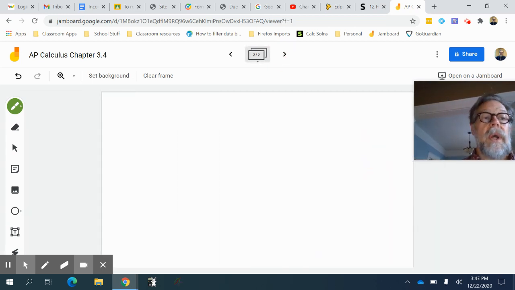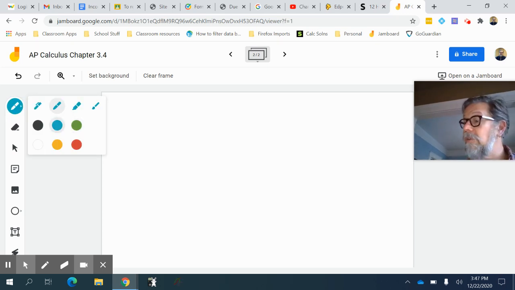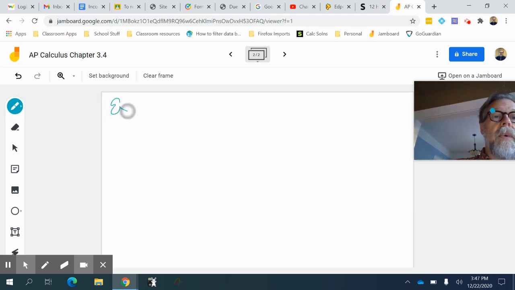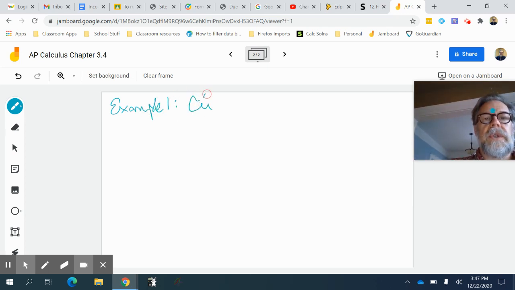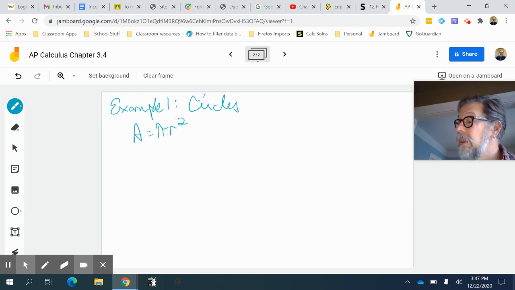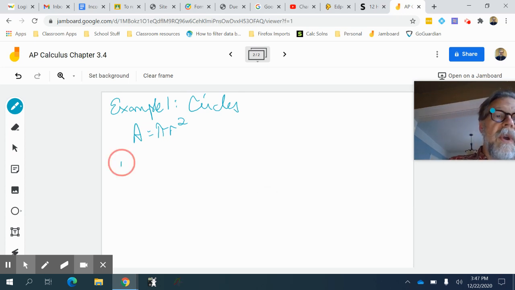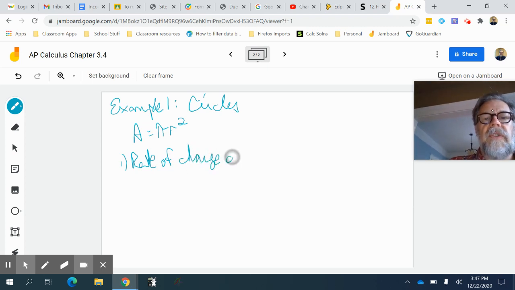All right, let's very quickly see if we can squeeze an example into a 5-minute video. Example 1, enlarging circles. What we know is that the area of the circle is pi r squared. And the question is, we want to find the rate of change of the area with respect to radius.